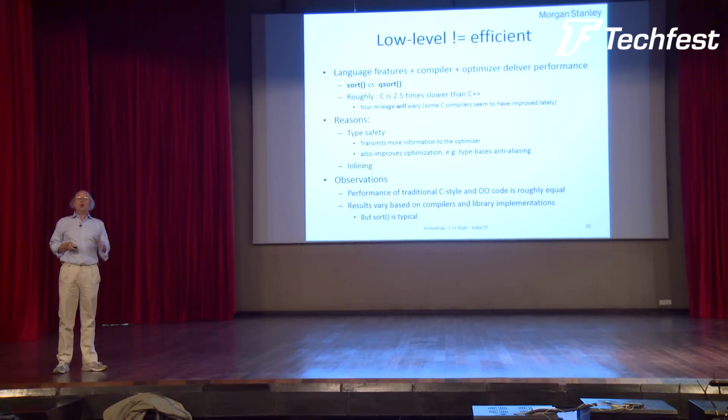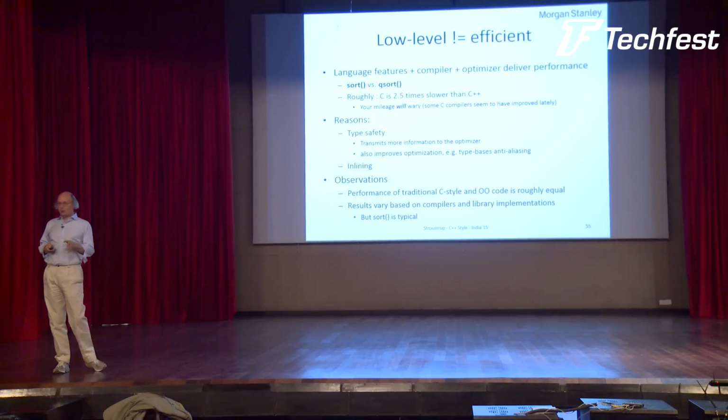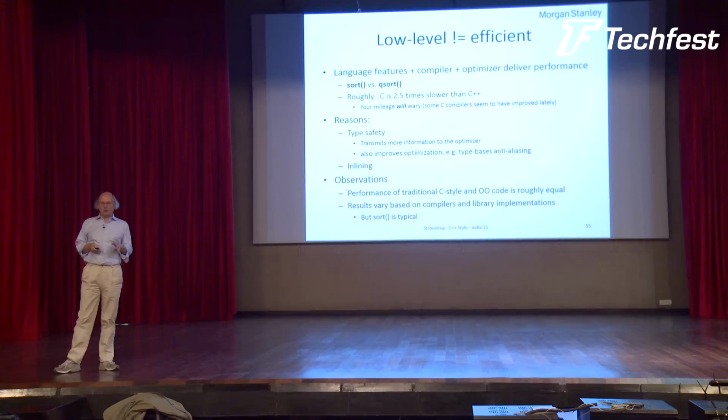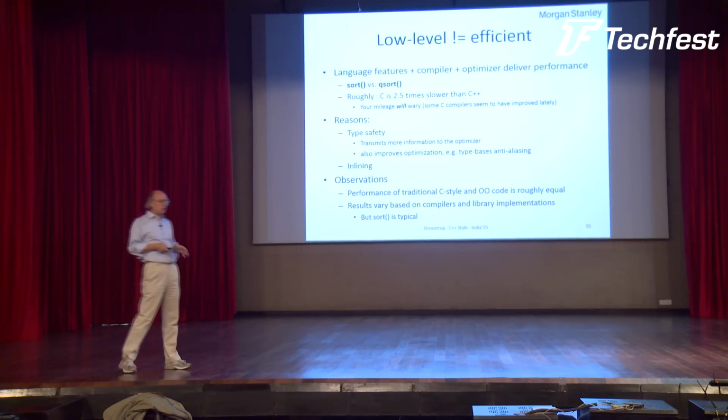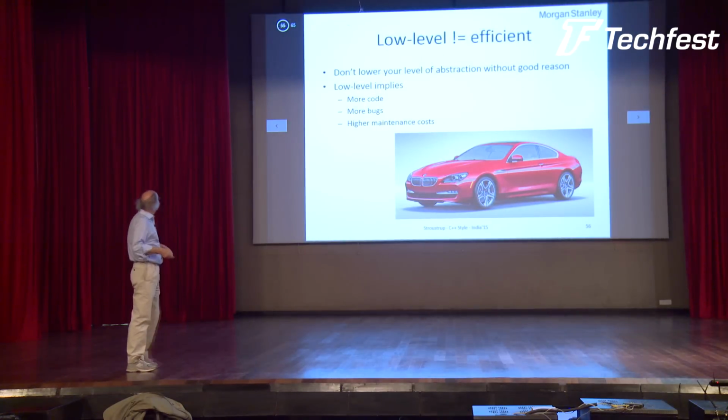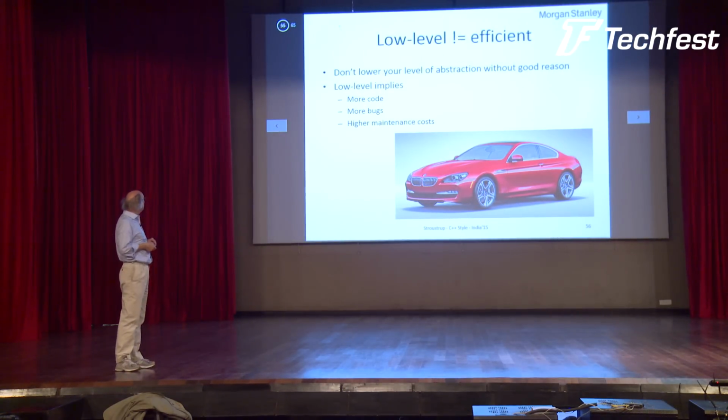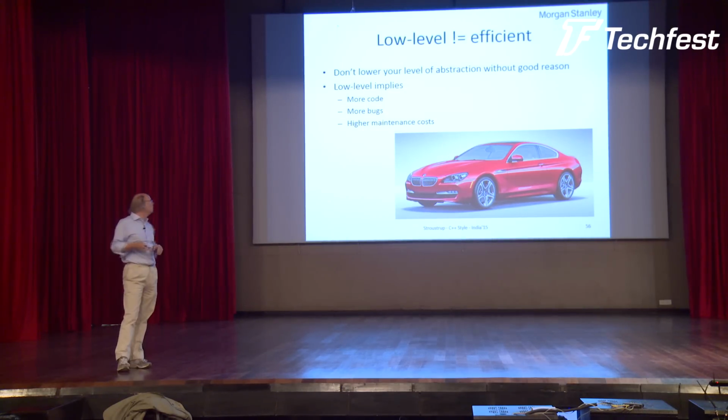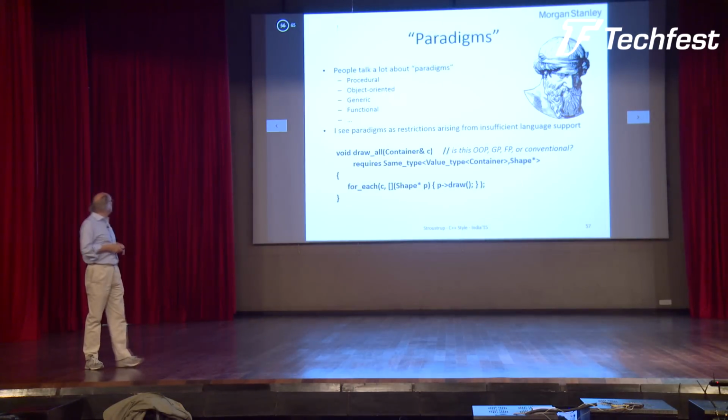Furthermore, remember, processors are not getting faster anymore. You cannot rely on Intel to speed up your code for you. At least you have to go to concurrency, and that's hard. So don't lower the abstraction level without reason. You get more code, more bugs, more maintenance cost.